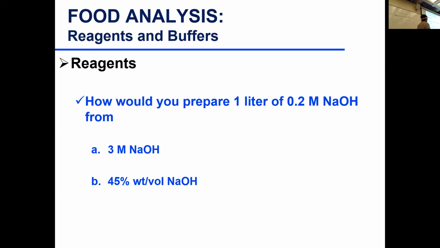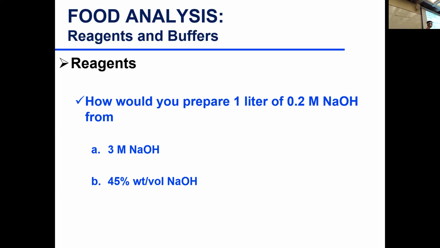All right, let's do the next one. Anybody got that far? Not yet? Think about it. So the first thing you'll see is a different unit. You have a percentage here, and you have a molarity here. So you want to convert this percentage to molarity. That's the first thing you want to do.